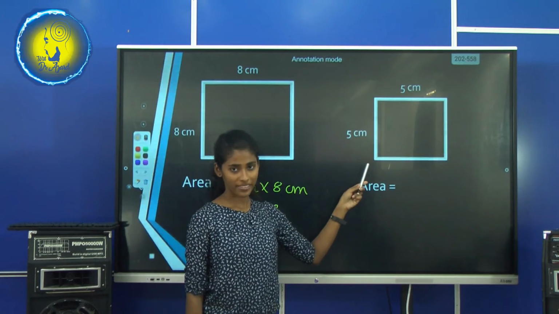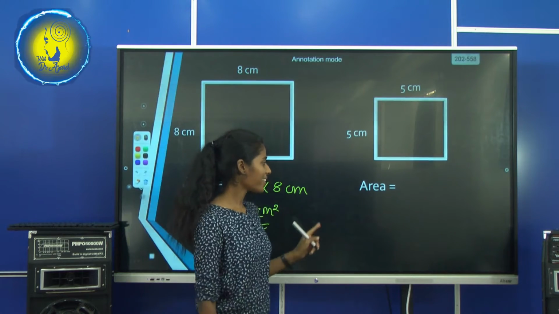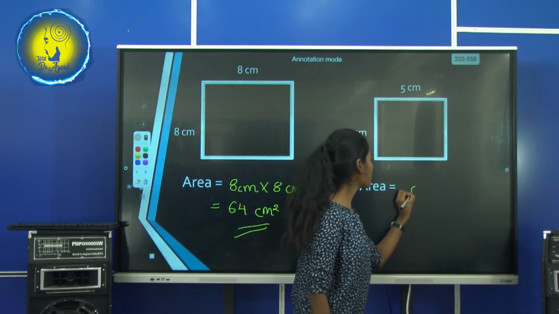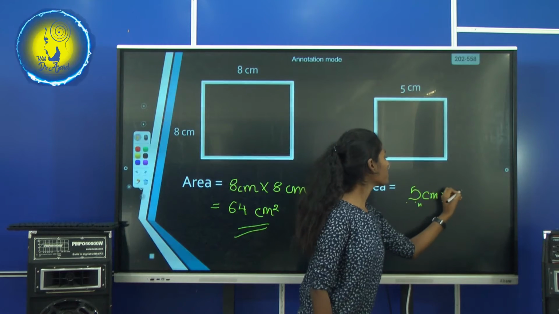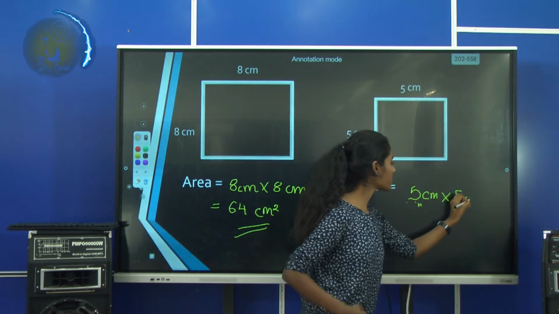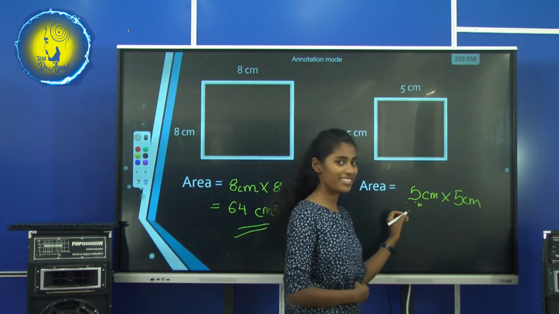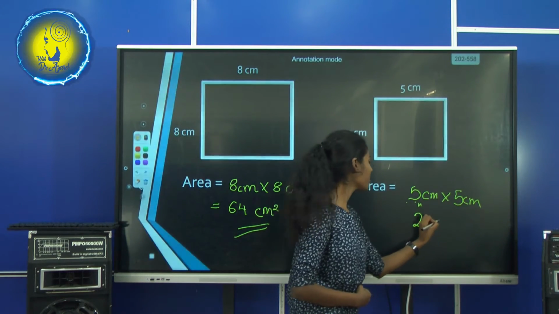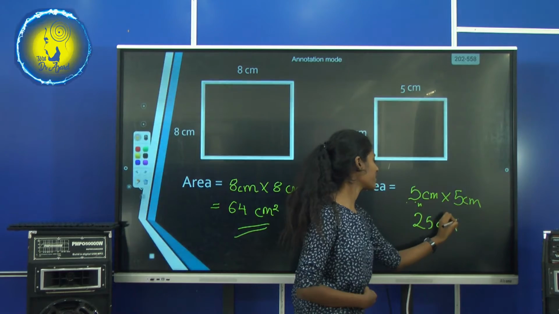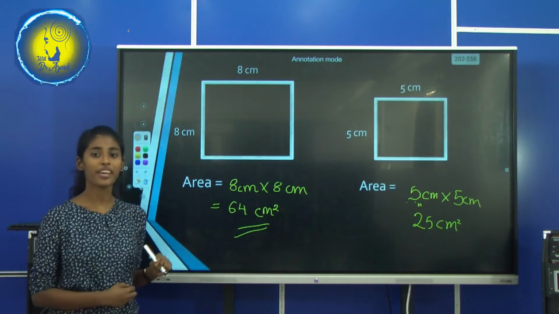Let's see another example. The length is 5 centimeters, width also 5 centimeters. Then the area equals 5 centimeters into 5 centimeters. 5 into 5 how much? Yes, 25. The unit is squared centimeters. Now you have an idea about finding the area of a square.